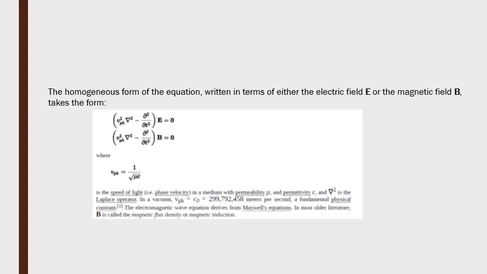The electromagnetic wave equation derives from Maxwell's equations, and in most older literature, B is called magnetic flux density or magnetic induction. So now we will discuss how this can be obtained. But these are the equations. If somebody asks what the equation is, these are the equations.